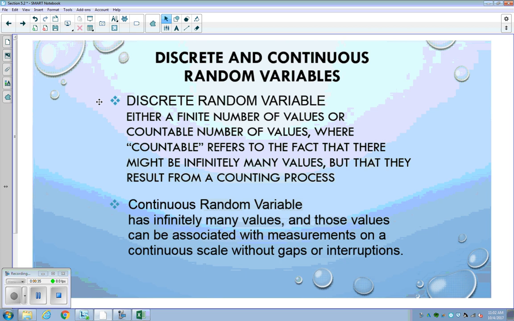The discrete, I can count. There's not a half of one. But continuous means there's lots of little things in between 1 and 2. 1.6775 or 4.3, etc. Okay? So discrete and continuous. No gaps, no interruptions.